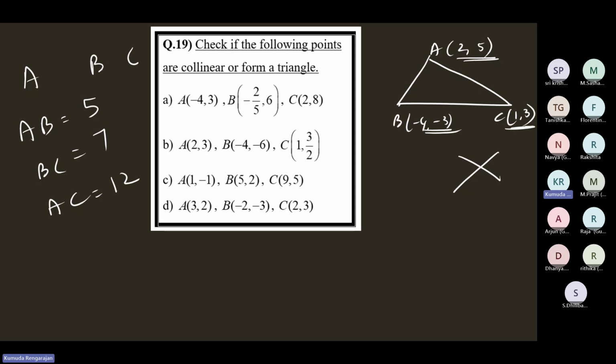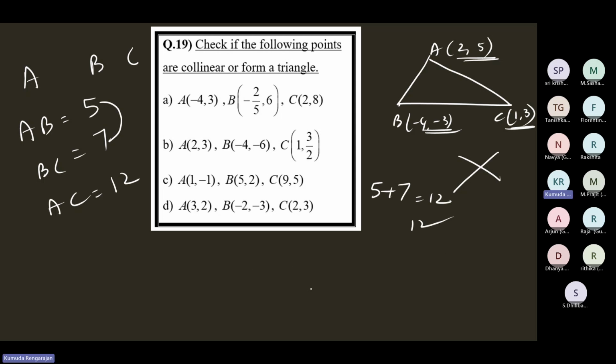If a triangle is formed, the sum of any 2 sides of a triangle is always greater than the third side. It will not be equal to, it will be greater than the third side. So now if you add 5 and 7, you get 12, which is equal to the third side, 12.